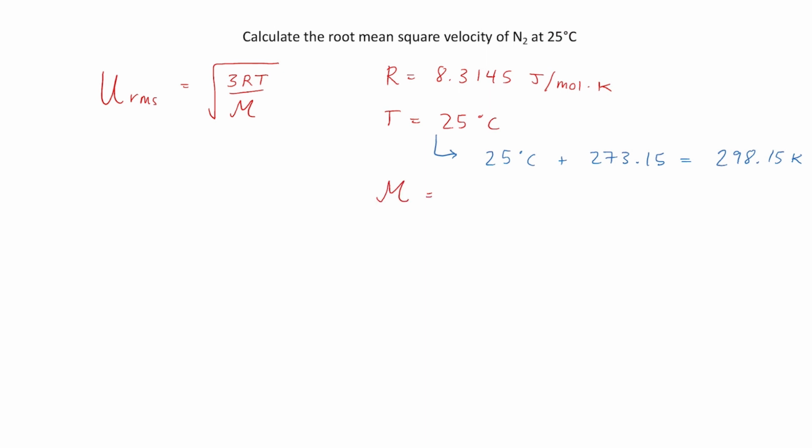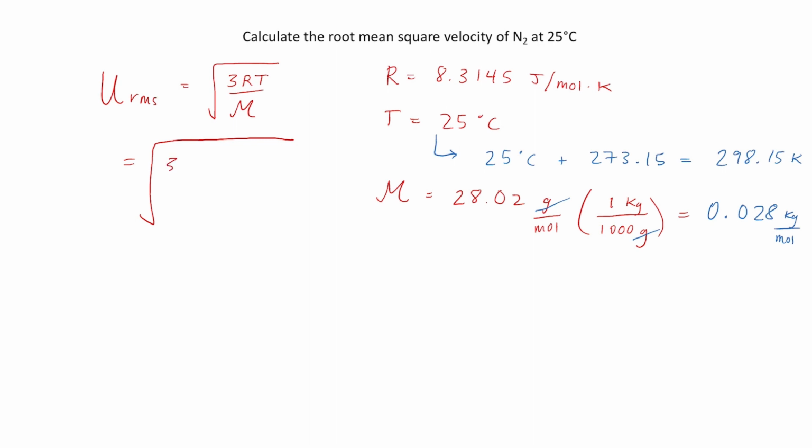Next, we need to convert our molecular weight from grams per mole to kilograms per mole. All we need to do is take our molecular weight, which is 28.02 grams per mole, and convert the grams to kilograms. And that gets us 0.028 kilograms per mole. And now we have everything we need to solve for the root mean square velocity.